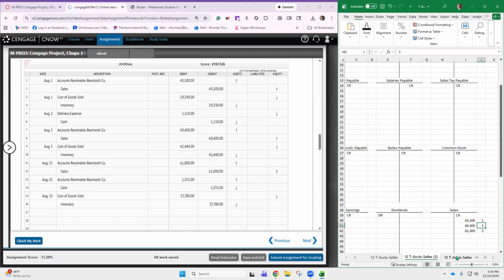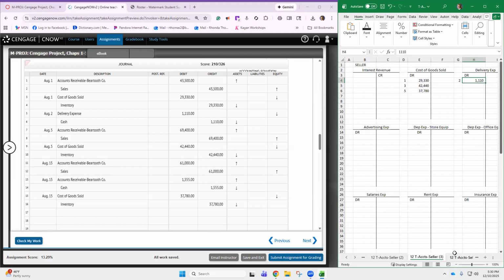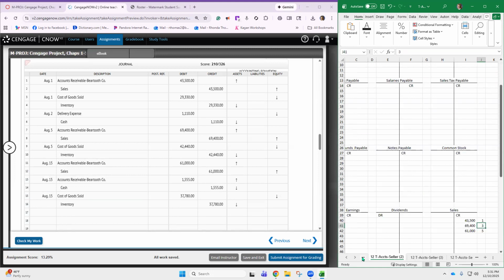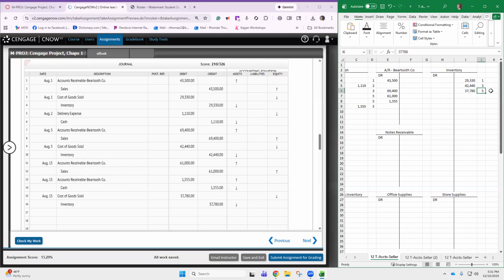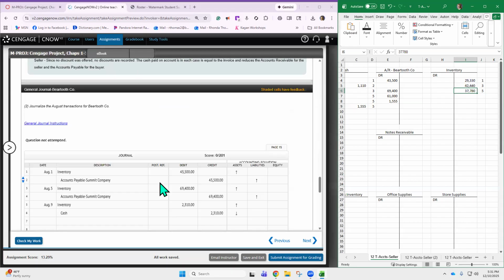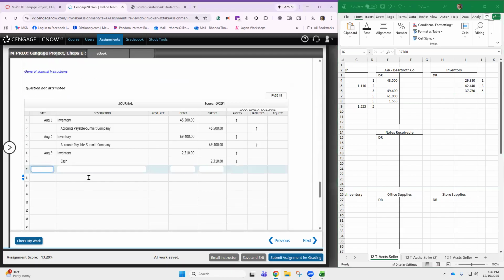So cost of goods sold is on the third one. So it is transaction 5, $37,780. And then inventory is going down. And once again, this is from the seller's point of view. I'm just double checking that I put things where it goes because I didn't do very well. Okay, seller looks pretty good. Let's go down to the buyer now and put August 15th.